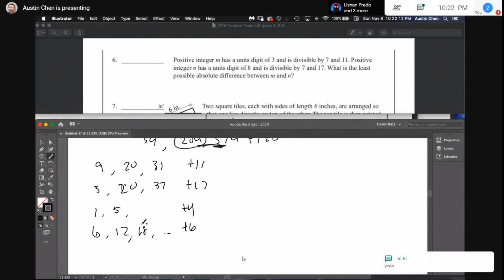So why does this happen? This happens because 4 has a common factor with 6, right? But if they were relatively prime, it would make sense that they would have to converge at some point.